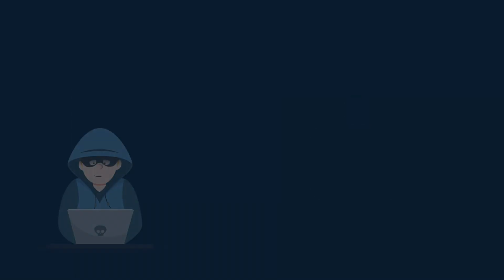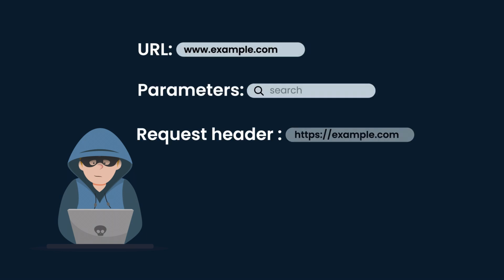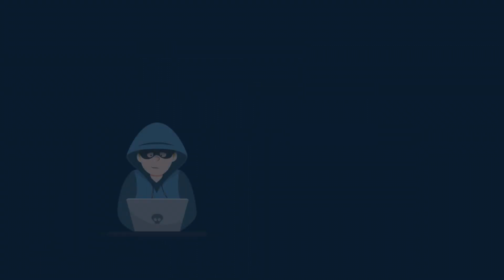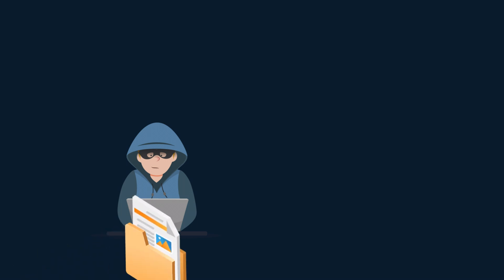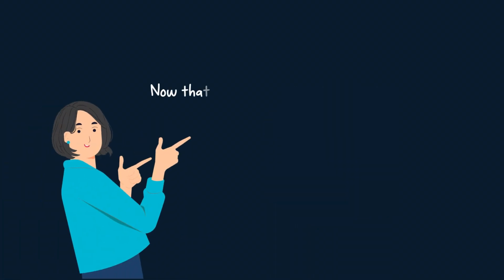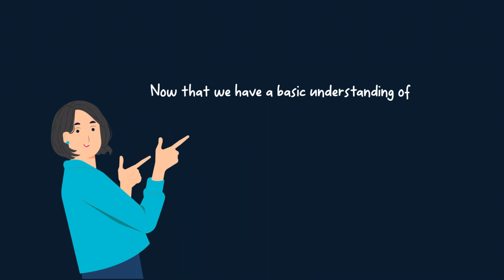Attackers exploit this vulnerability by manipulating URLs, parameters, or request headers to control the destination of the SSRF requests. Once successful, attackers can exploit SSRF to access sensitive files, databases, or services within the server's network, leading to a range of potential exploits.